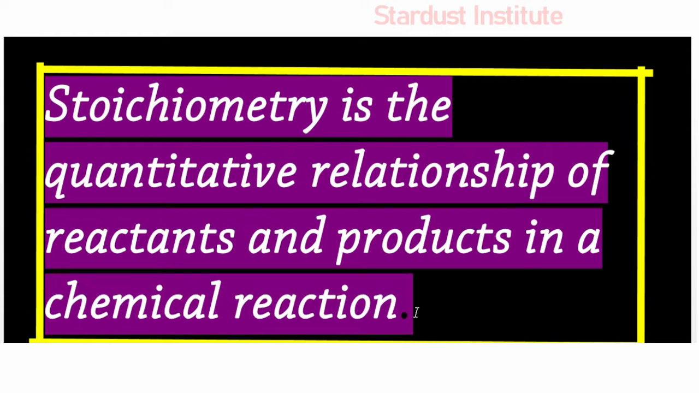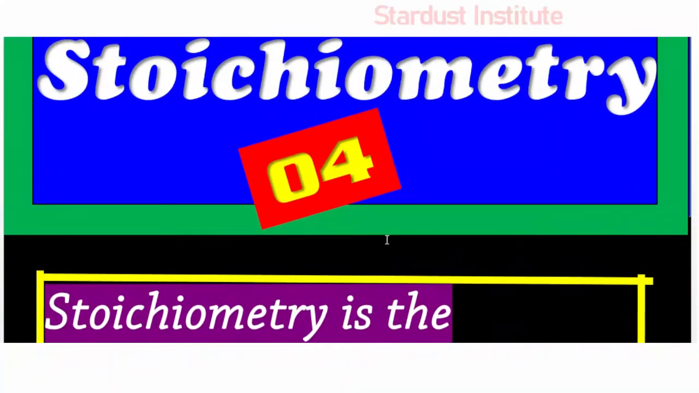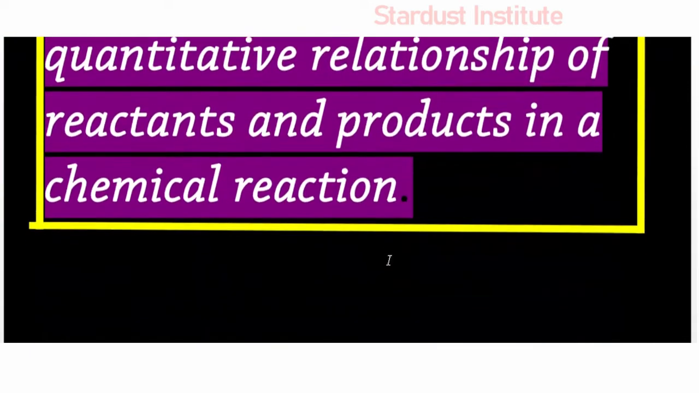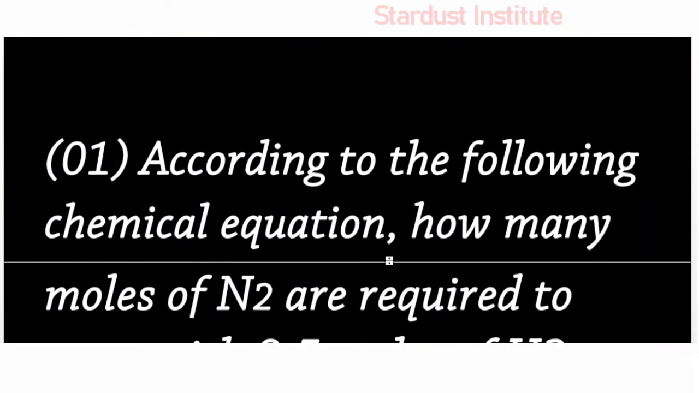Stoichiometry is the quantitative relationship of reactants and products in a chemical reaction. I am not going to explain it more than this because this is the fourth video of this series. Now let's solve problems. First one.